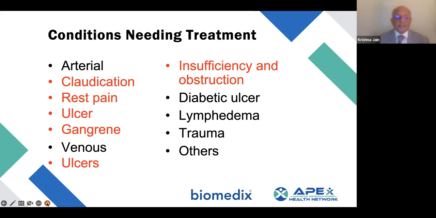And venous disease is severely undertreated. There are patients with venous ulcers, insufficiency, and obstruction. These people need venous procedures. Obviously, diabetic ulcers need to be treated in the wound care center. And there are other entities like lymphedema, trauma, and smaller entities.